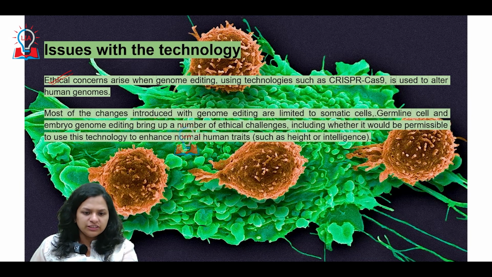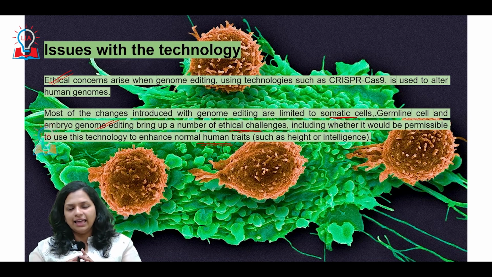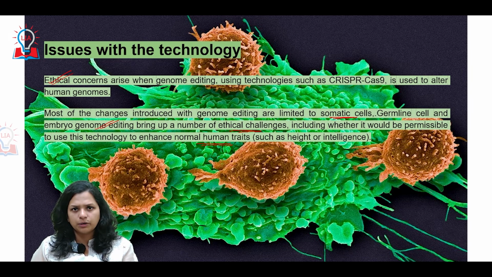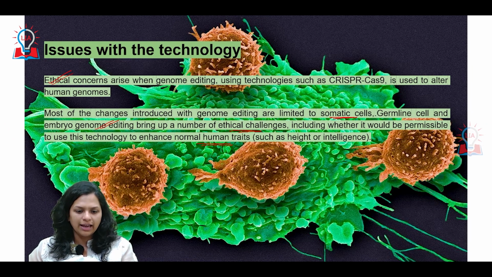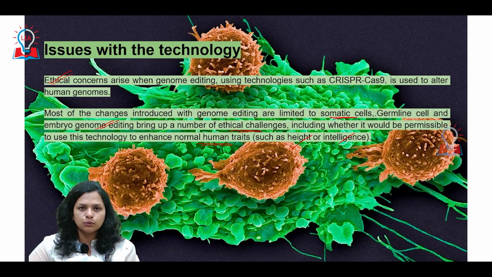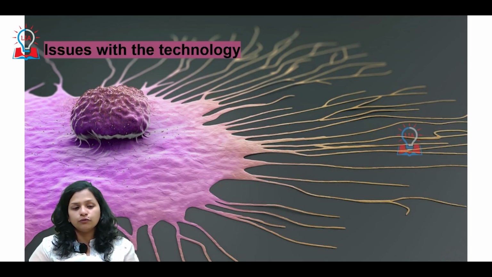Now, most of the changes that are introduced are limited to the somatic cells. The germline cells and the genome editing bring up a lot of ethical challenges. The extent to which you can alter the human traits, the ethical aspect of it is something which is being highlighted and talked about, that to what extent can you change, let's say, someone's height or someone's intelligence. To what extent can we allow technology to have this kind of control?